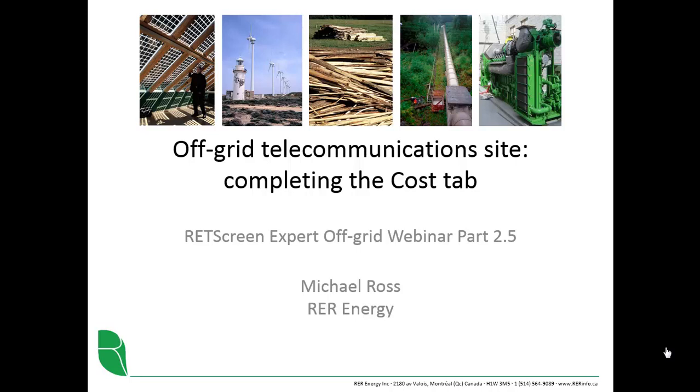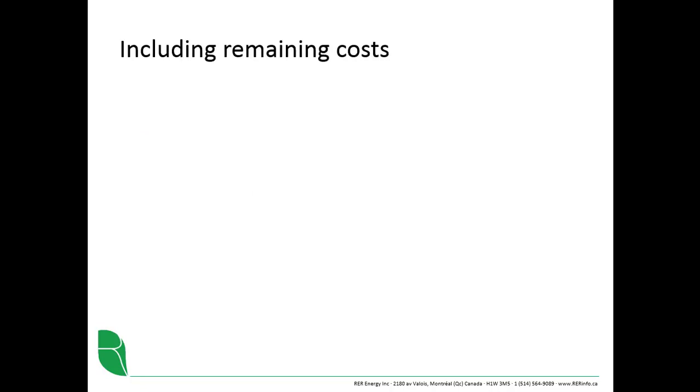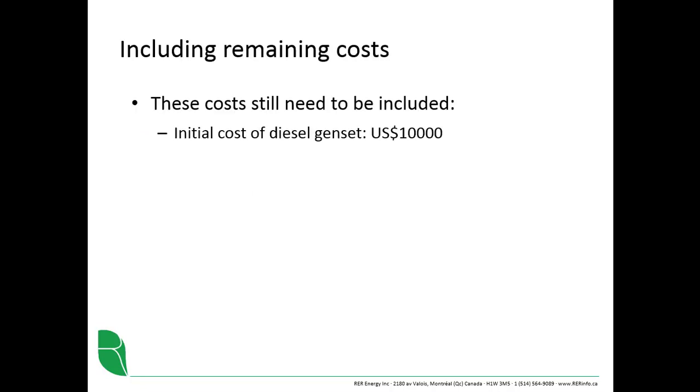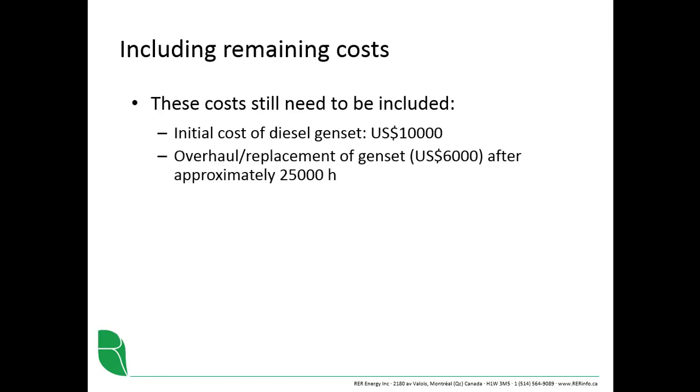There are still a few costs we haven't included in our analysis, so let's get those into the cost tab. What remains to be included? Well, the initial cost of the diesel generator, which we've estimated at $10,000 installed. That generator is only going to last roughly 25,000 hours, and it's going to need overhaul or replacement after about 3 years. And we estimate that that will cost about $6,000.